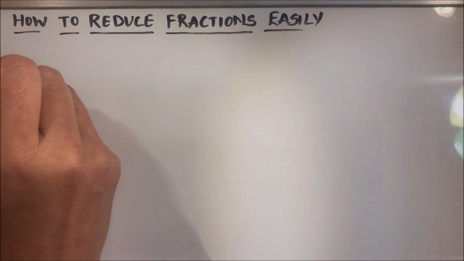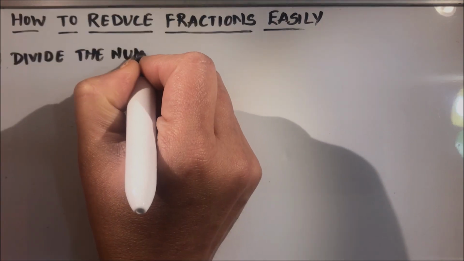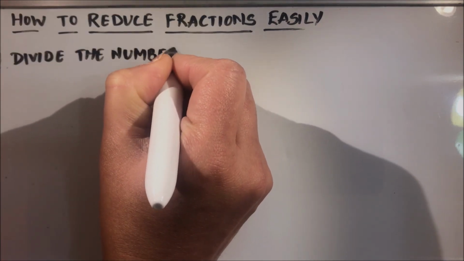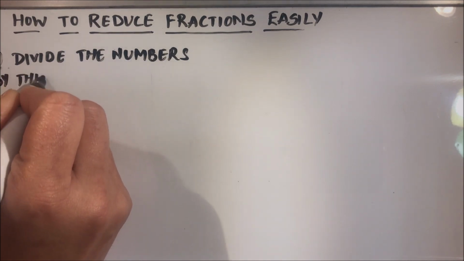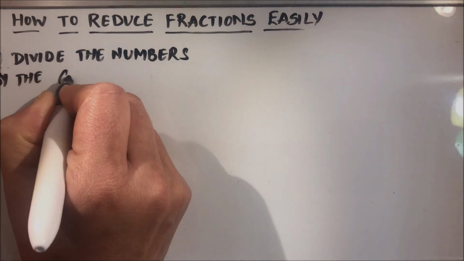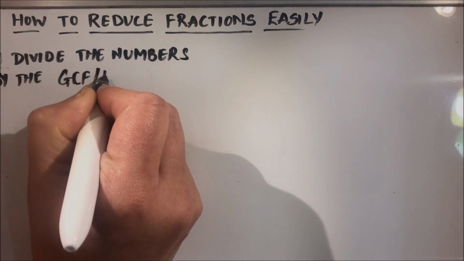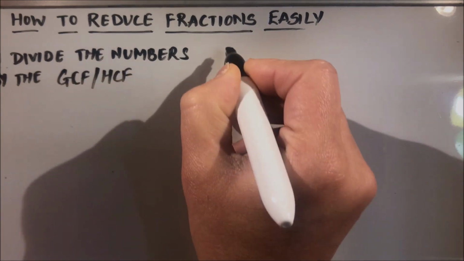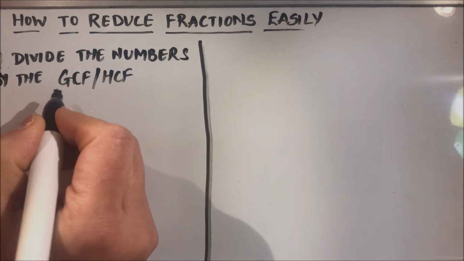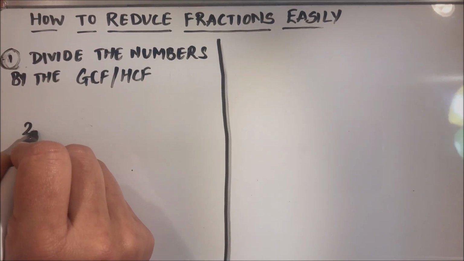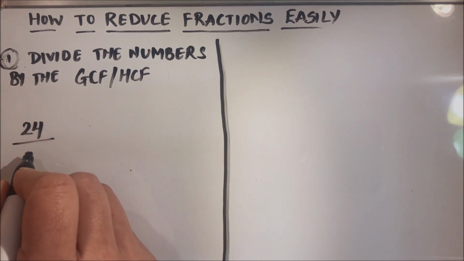So the first one is divide the numbers by the GCF or HCF of the two numbers. This is our first one. So let's clarify this with an example: 24 over 48.